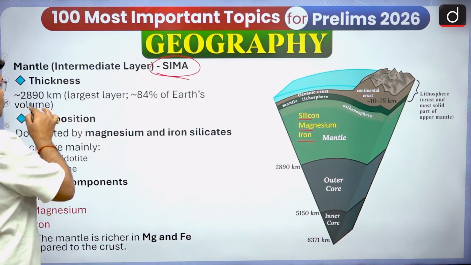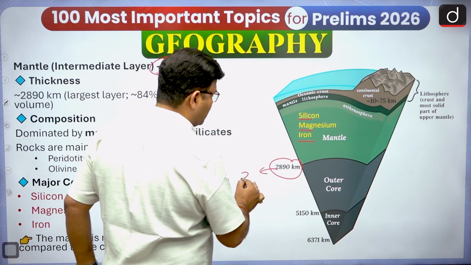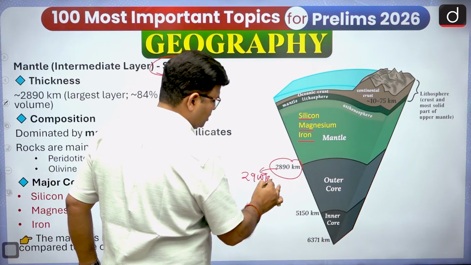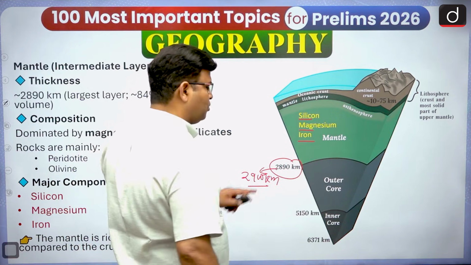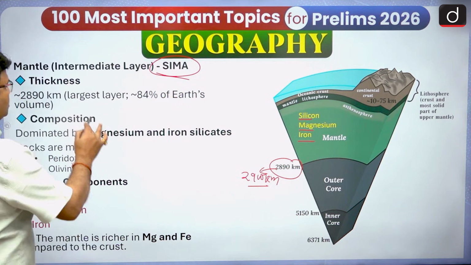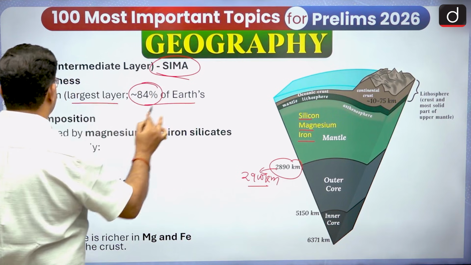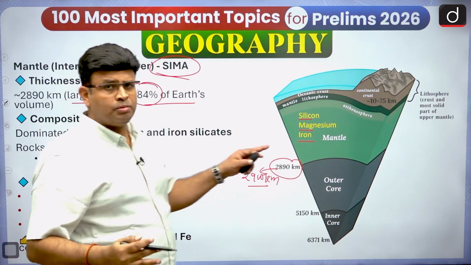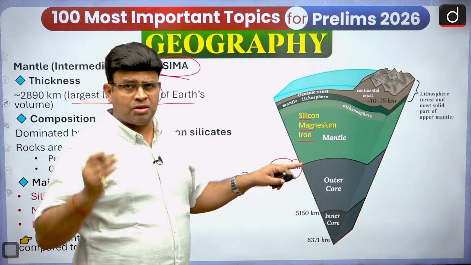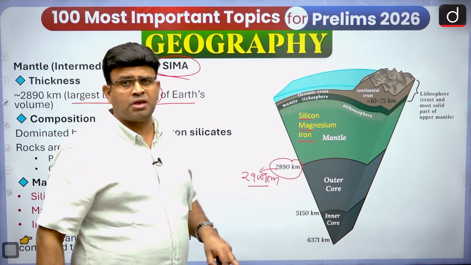And just to know, it extends up to a depth of 2890 kilometers. Somewhere it might be written as 2900 kilometers as well. No need to worry, both are correct. The mantle is the largest layer: by volume, it is 84% of the Earth, the core is around 16%, and the crust is 0.5%.